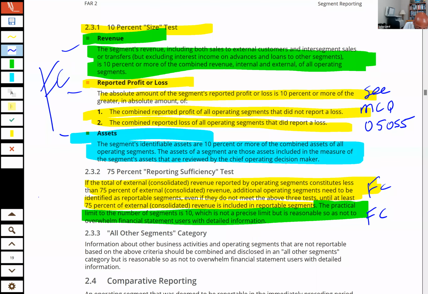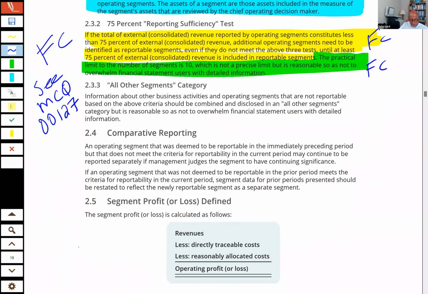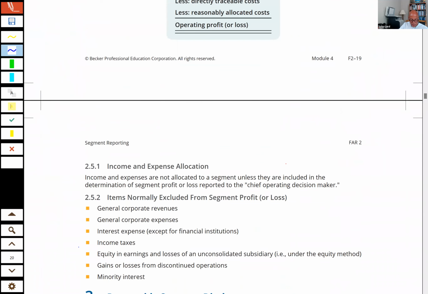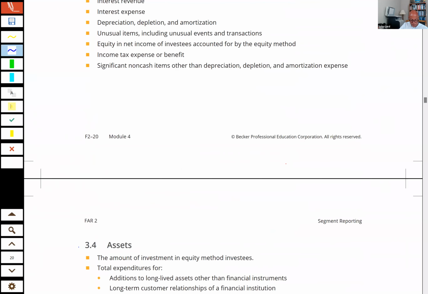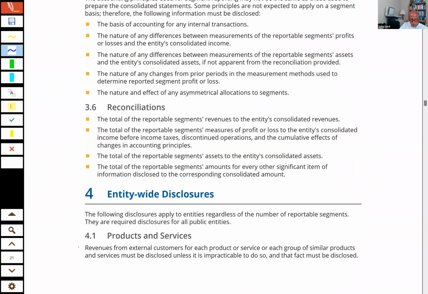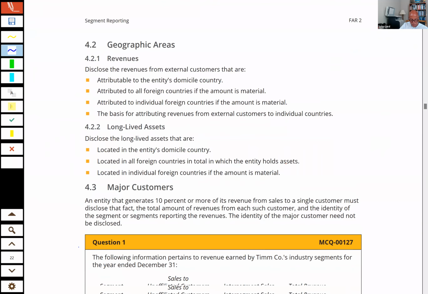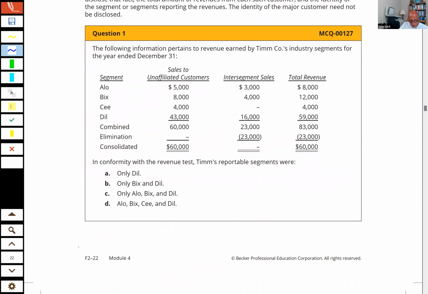For the 75% sufficiency rule, flashcard that, but let's look at multiple choice question 00127 for that. That's a fancy way of saying, let's look at our class question for this. They go on and on here, which is stuff that's beyond what we need to worry about right now. So let's do this one, but let's do it together. I'm not going to put up the poll, guys. We're just going to do this one together.